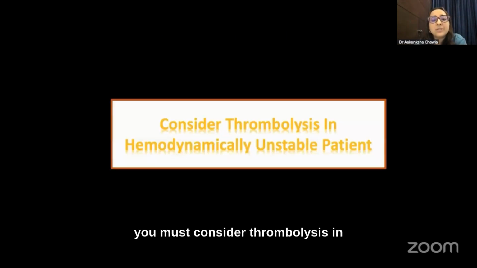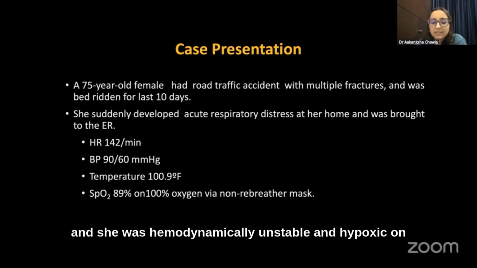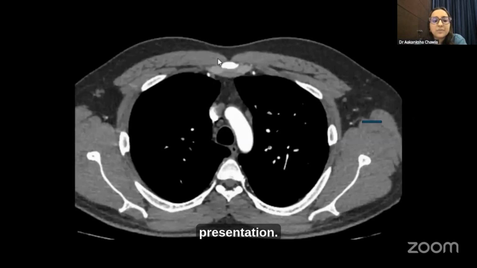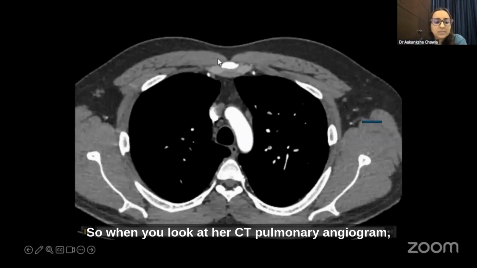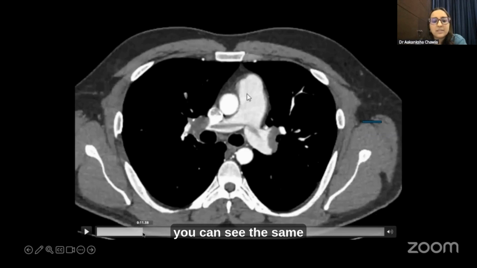So then treatment: you must consider thrombolysis in hemodynamically unstable patients. This was a case of a 75-year-old female with a road traffic accident with multiple fractures, and she was hemodynamically unstable and hypoxic on presentation. When you look at her CT pulmonary angiogram, you can see the same saddle-shaped thrombosis on both sides.